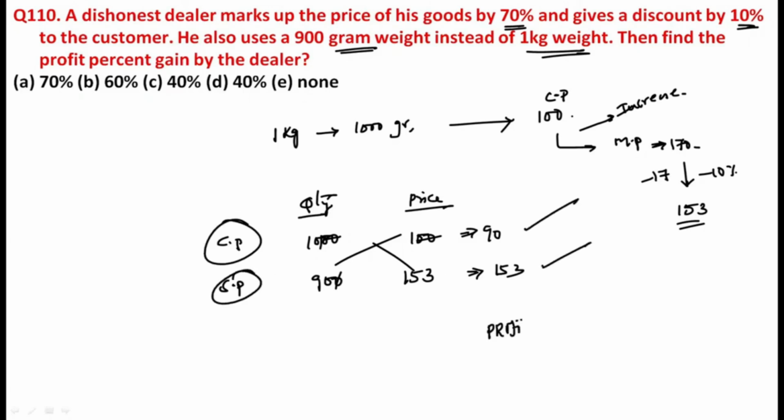Definitely, if the selling price is higher, the answer is profit. So how much extra profit here? 63 units are extra when compared to the cost price of 90. So the profit gained by the person for the whole transaction is 70%.